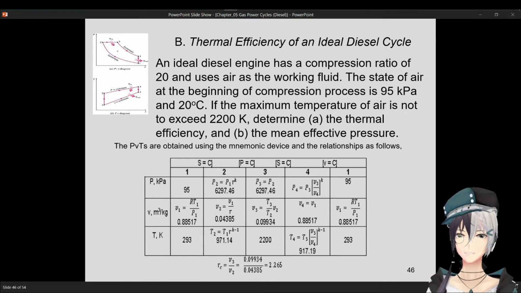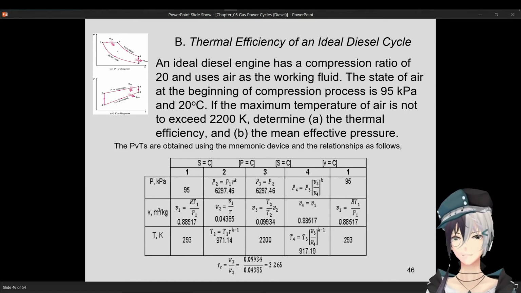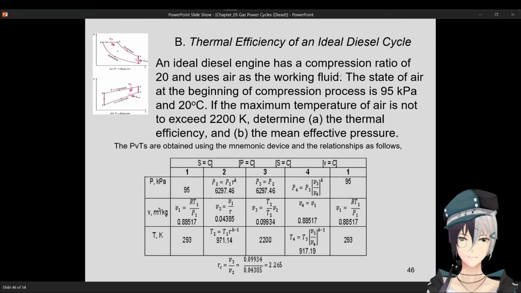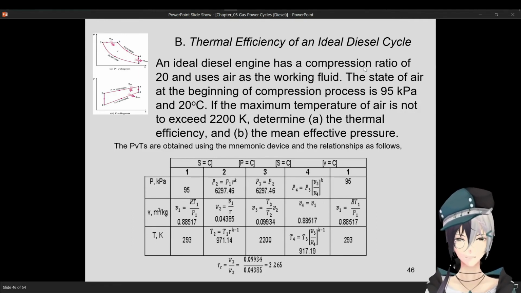We now have another sample problem. We have an ideal diesel engine that has a compression ratio of 20. Again, the compression ratio will be your small r. Let's not be confused with the uppercase R, which is the gas constant. That's why I prefer to use r sub k, but in the book, it's only r.